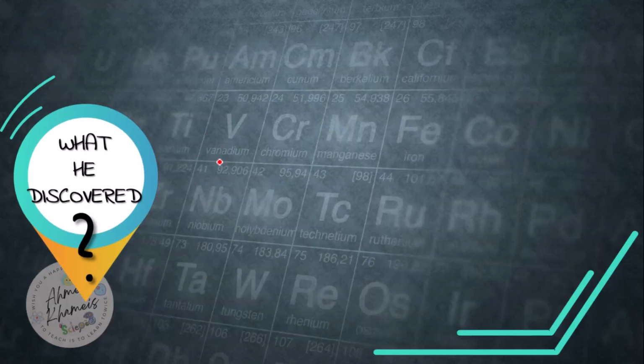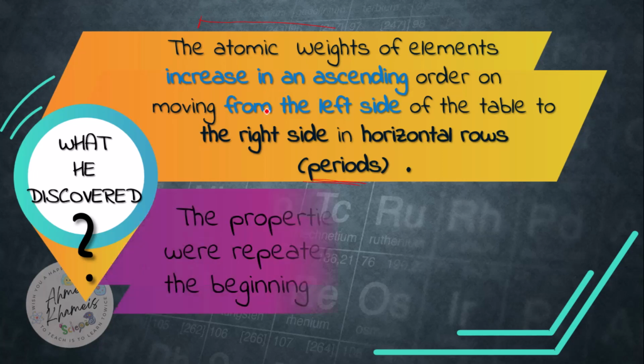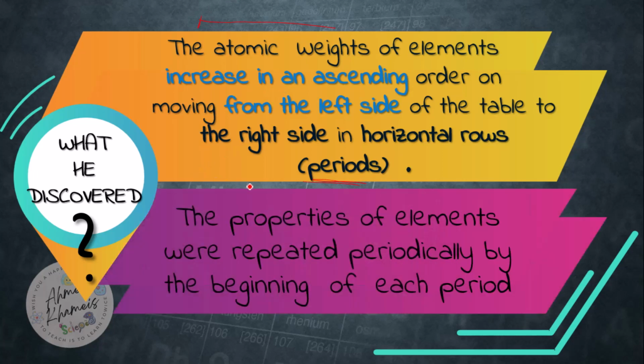So what did Mendeleev discover? He discovered that the atomic weight of elements increases in ascending order on moving from the left side to the right side of the table in horizontal rows, which we call periods. And that the properties of the elements were repeated periodically at the beginning of each period.